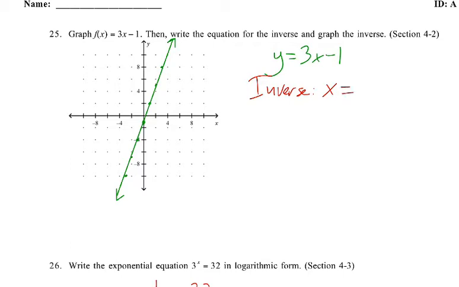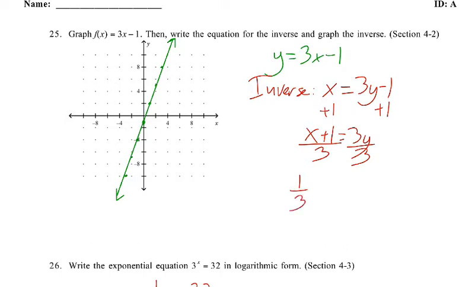So we have x equals 3y minus 1. Now we need to solve that for y, so I'm going to add 1 to both sides. So I get x plus 1 equals 3y. Divide both sides by 3. Now when we divide x plus 1 divided by 3, that means we're dividing x by 3 and 1 by 3. So x divided by 3 is 1/3 times x. 1 divided by 3 is just 1/3. This is equal to y.